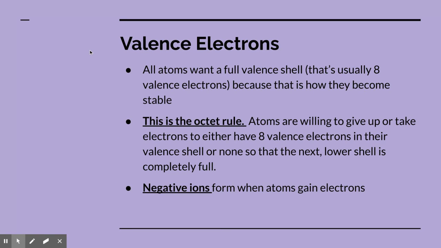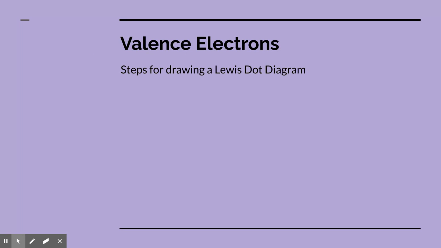Negative ions, these form when atoms gain electrons. Positive ions, they form when atoms lose electrons. Okay. So let's talk about drawing these Lewis dot diagrams.